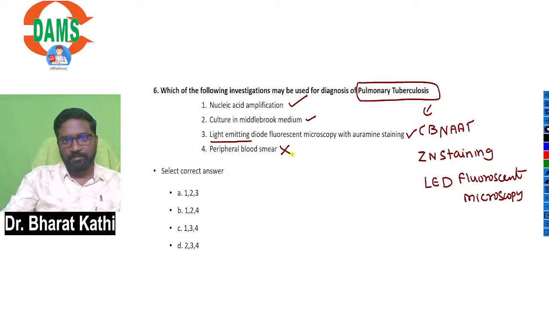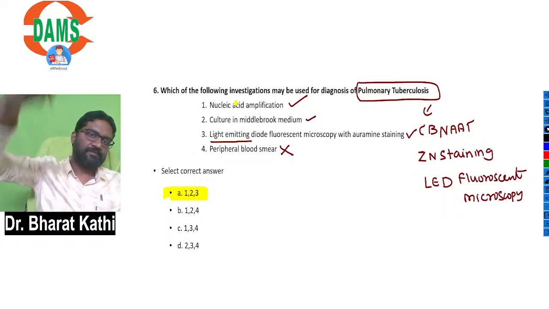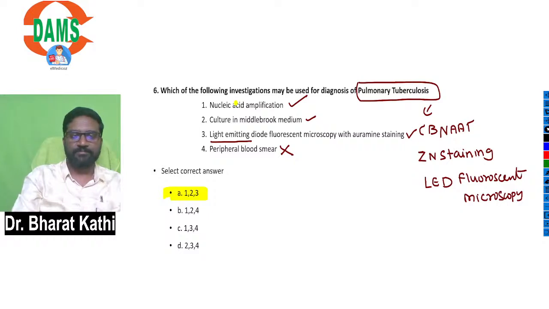But we don't use any blood test for diagnosis of pulmonary tuberculosis. The disease is in the lungs. So there is no point in using blood test here. So the best answer will be 1, 2, 3. It is not blood test. It is culture. This is staining. This is molecular assay. So we should appreciate the examiner because he has taken from each and every group. One is molecular assay, one is culture, one is staining.